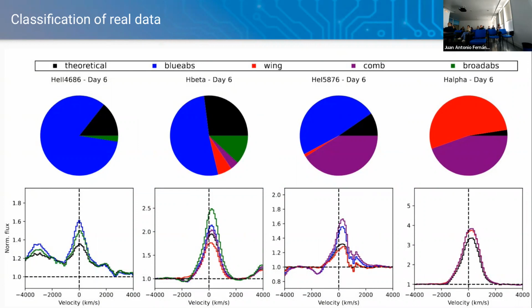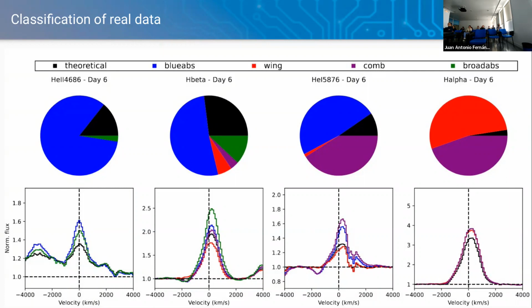So these are the 4 lines I was discussing earlier, and I will start from the right. That's the H alpha line. It's a bit hidden behind half a picture, but each one of the classes has been assigned a different color. So the theoretical is black, blue absorption is blue, wings is red, the combined type is purple, and the last one, which is the broad absorption, is green. So it seems that most of the H alpha lines of this particular epoch are mainly dominated by either broad wings or combined type.